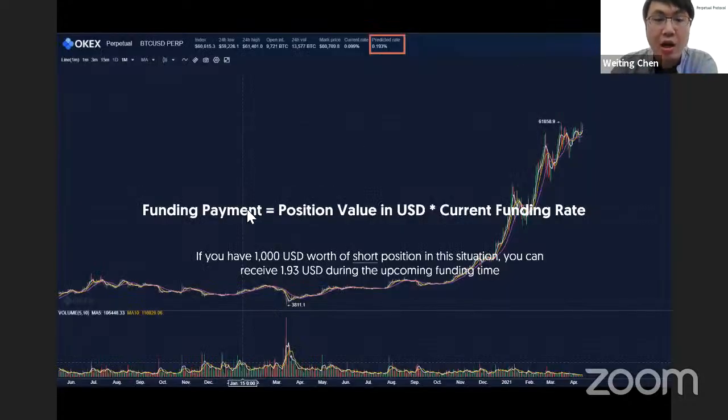So as you can see, here is a formula to calculate the funding payment. The funding payment is calculated as the position value in US dollars multiplied by the current funding rate. And the funding rate here on OKEx was 0.193%. That means that if you have $1,000 worth of short position, then you could receive $1.93 during the next funding time, which happens once per 8 hours on OKEx.